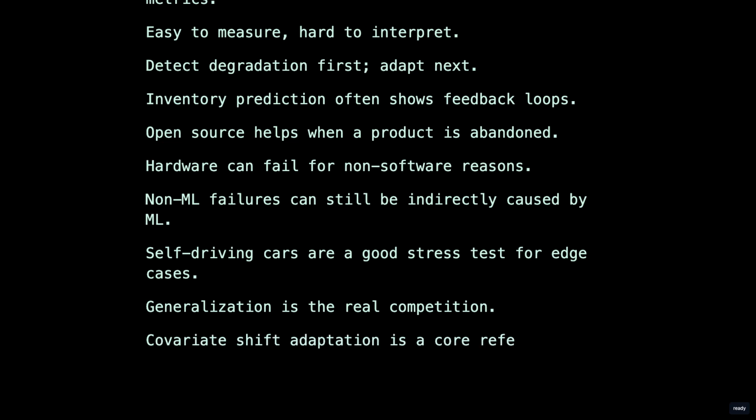This book points to a deeper body of work on non-stationary environments. The main idea is that when inputs change, you may need methods that explicitly adapt to those changing input distributions.